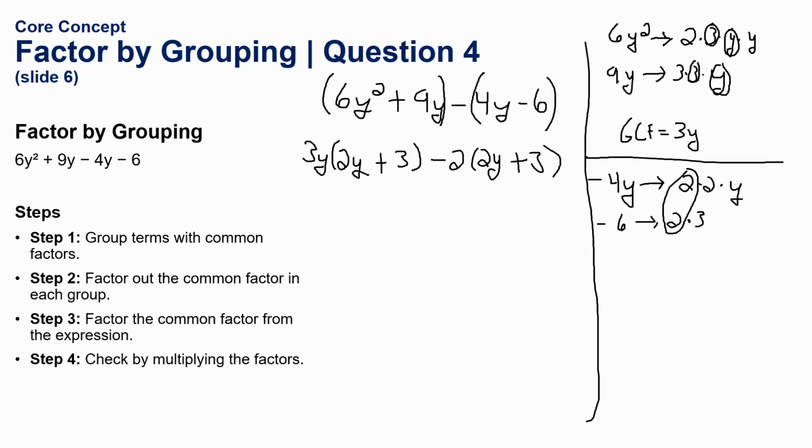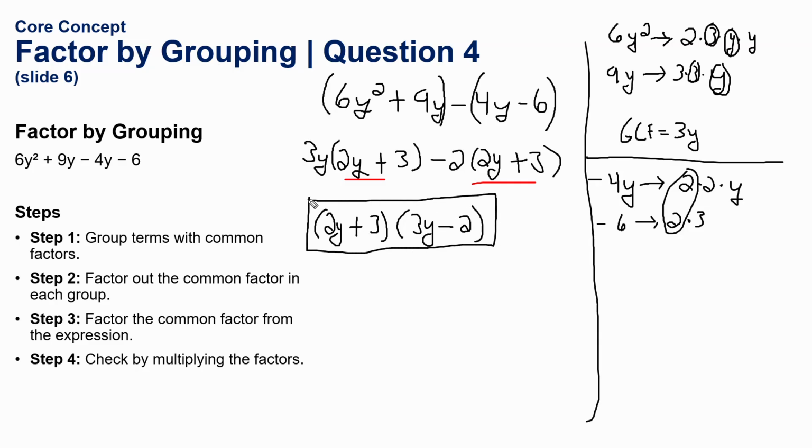Notice that it has that common binomial that we can then factor out. So the 2y plus 3 is the first parentheses. And then the 3y minus 2 is our second parentheses. And that is our answer.